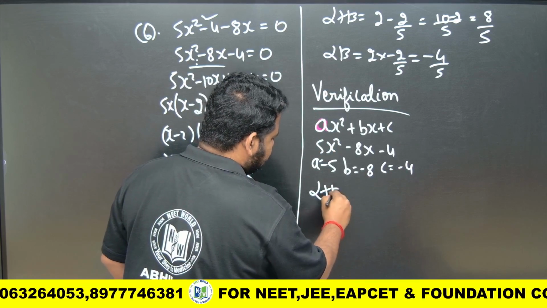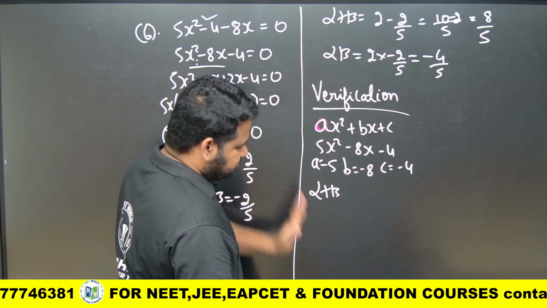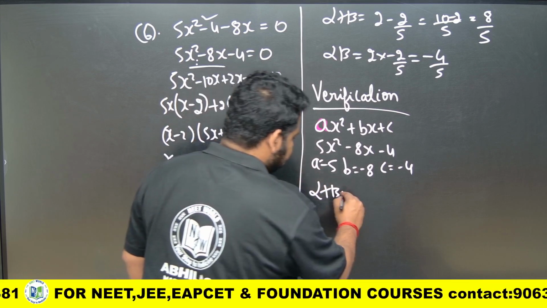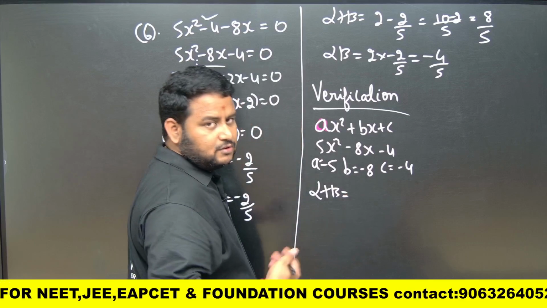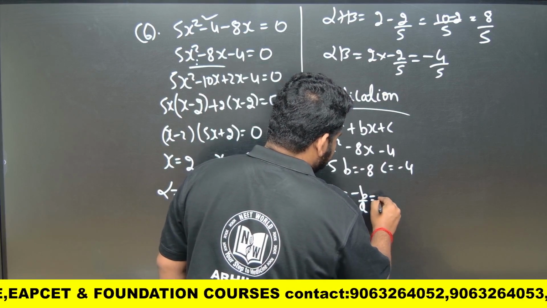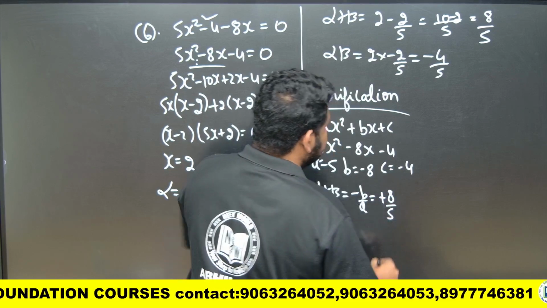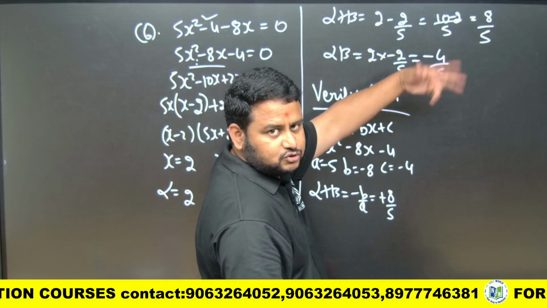Alpha plus beta is equal to what? In the exam you should write sum of the zeros. Here also sum of the zeros, and product of the zeros. Here I am writing directly so that I can save time and solve more questions. Alpha plus beta is minus b by a, that is minus of minus 8 is plus 8 by a, which is 5. So we got 8 by 5 here, there also we got 8 by 5, so it is verified.